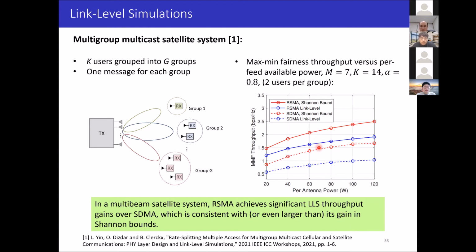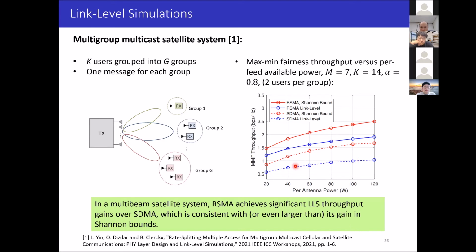Actually those are obtained from the optimization with log2(1 plus SNR). This is RSMA, this is SDMA. So we have a very significant gain there. But this gain is actually further amplified when you go to the link level. You see that actually this is RSMA link level, and this is SDMA link level.